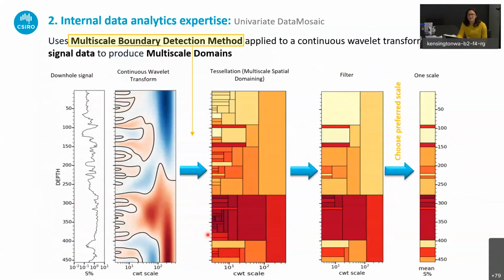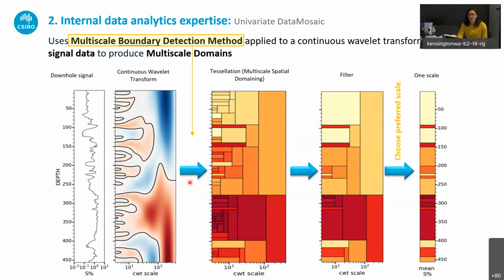Now, what we did is actually apply the wavelet tessellation and the multiscale domaining that June's been talking about to 3 different variables. Sulfur, that's what I'm showing here. That's just sulfur downhole. That's one example of one of the drill holes that we had. That's just sulfur in percent. And so we used sulfur, nickel tenor, and palladium tenor.